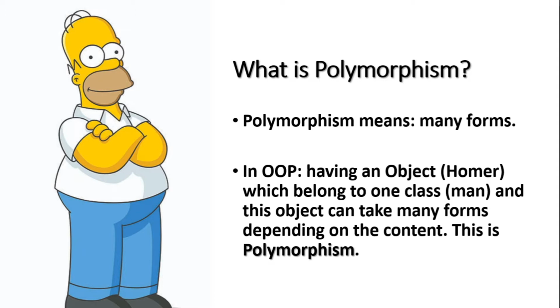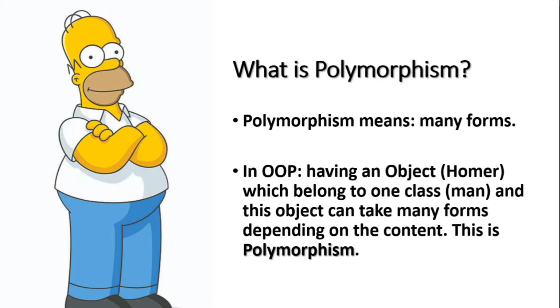So the baseline is Homer is a man, but again, he can act as a man, and he also acts as a husband, and he acts as a father, and he acts as an employee, and he acts as a neighbor. So it's one object that takes many forms, and that's basically what polymorphism is.